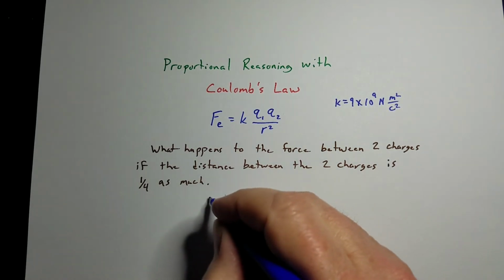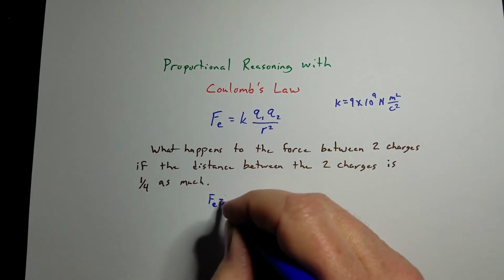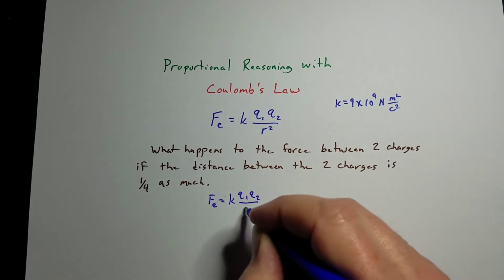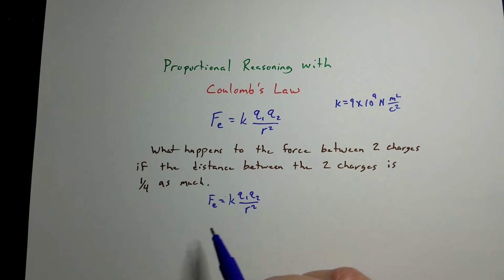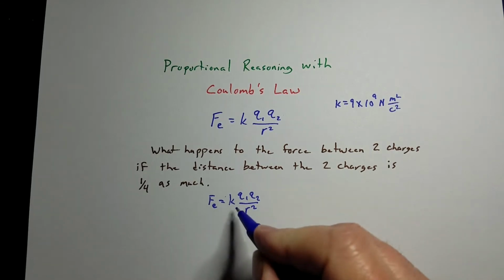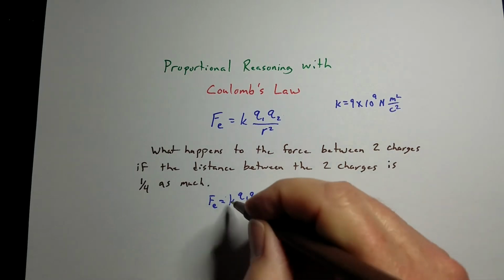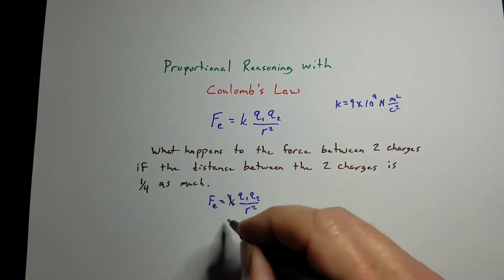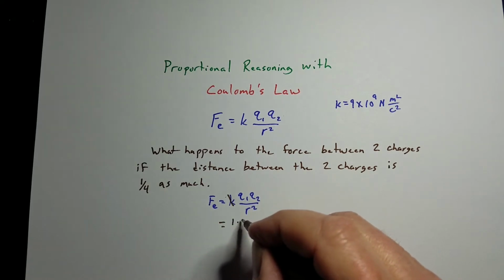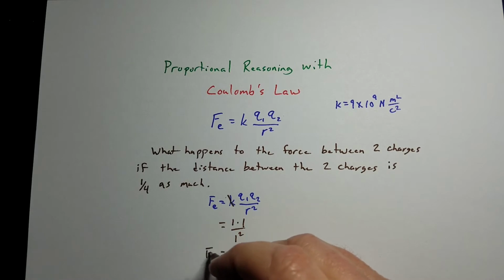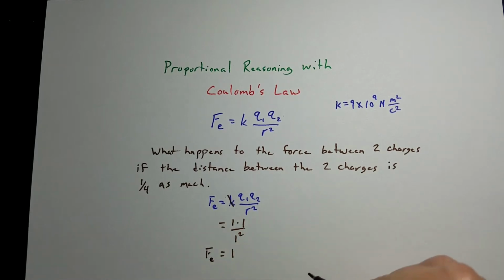So the first thing to do is set up your baseline for this. The way I do it is I start off with the equation and ignore any constants. So I would ignore K and change everything to 1. So 1 times 1 over 1 squared gives me 1. So that's my base, is 1.